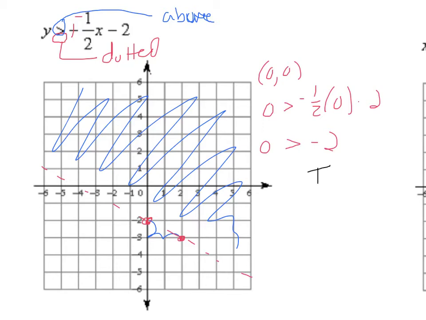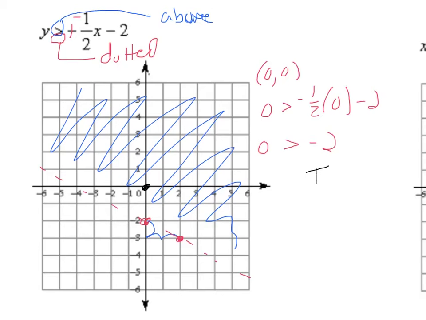And because it's true, we would shade the side that coordinate was on. And here's that coordinate. It is a true statement when you plug it in, so we would shade that side. If we got a false statement, like 0 is less than -2, we would then shade the other side. So that's an alternative way of graphing, or choosing where to shade.